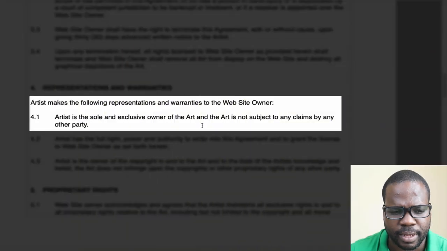Another thing that I want to show you is the following. Artist makes the following representation and warranty to the website owner: artist is the sole and exclusive owner of the art, and the art is not subject to any claims by any other party. So you need to make sure, if you are an artist, that this is your work and not a combination of work from other parties. I see that a lot, and people still use this and it can go wrong. So watch out for that.